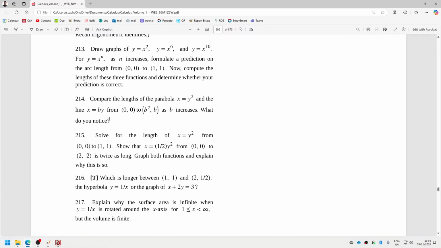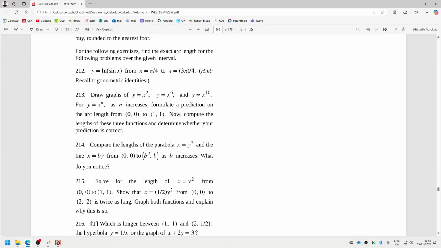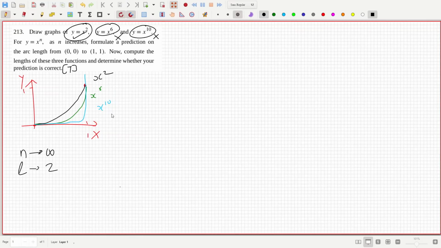If I look here, yeah, see, it doesn't say it, but I really think it should be, because these two are impossible without a calculator. The only one that is maybe possible is the first one. Anyways, as I was saying, as you increase the power, the graph gets pushed into the corner, so it looks like the length goes to 2.